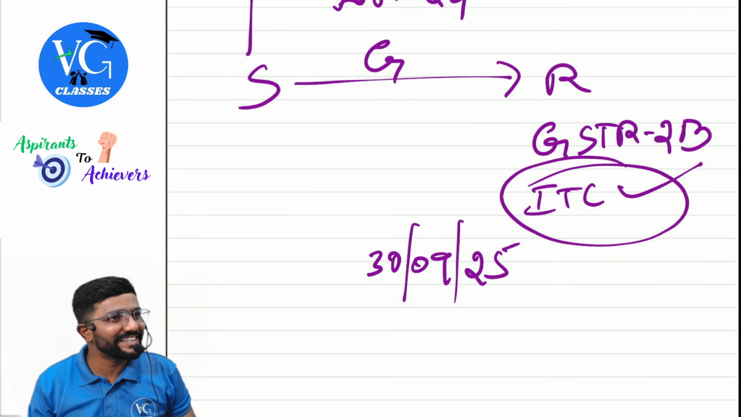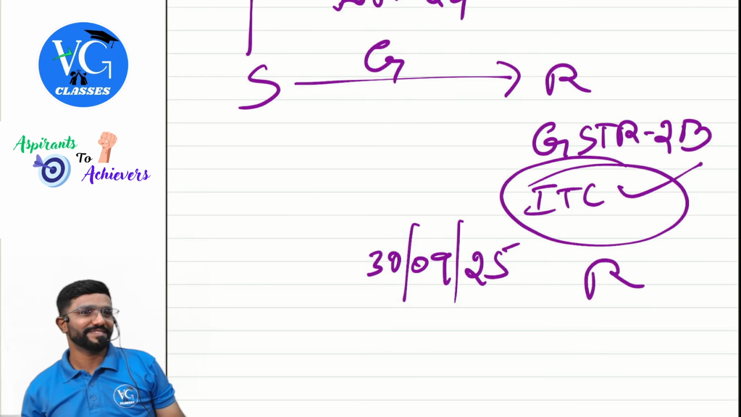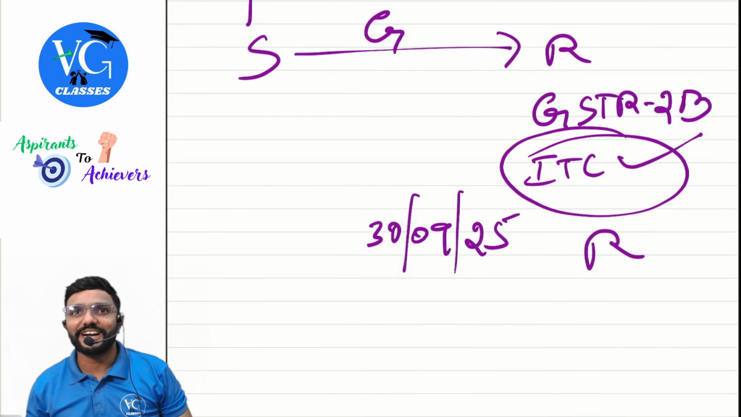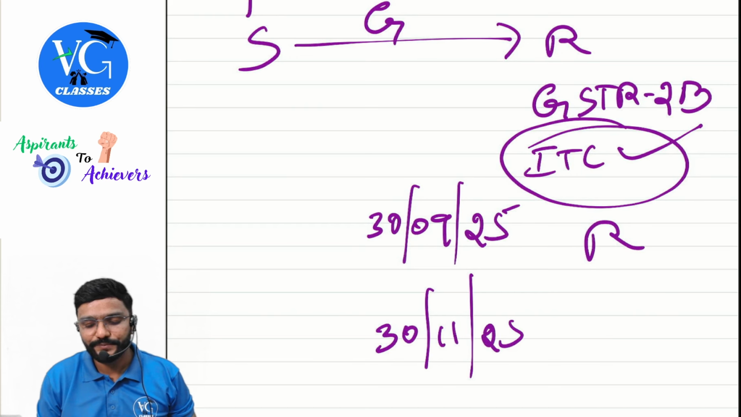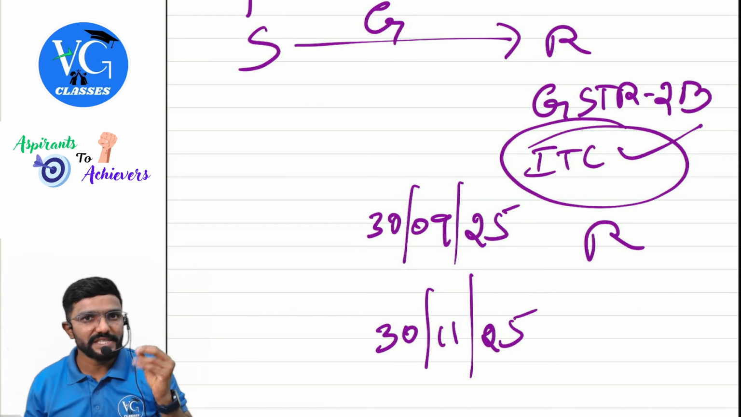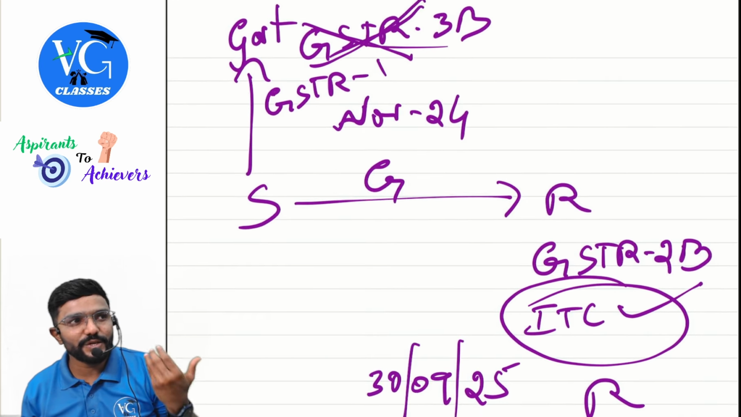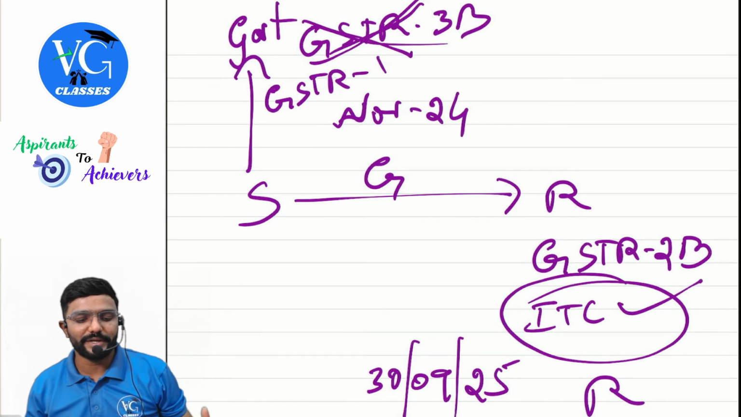Recipient, you have already claimed ITC, na? Please reverse it. And for reversal, they are giving me time till 30th November. So, listen here. I had purchased the goods from a supplier in November.